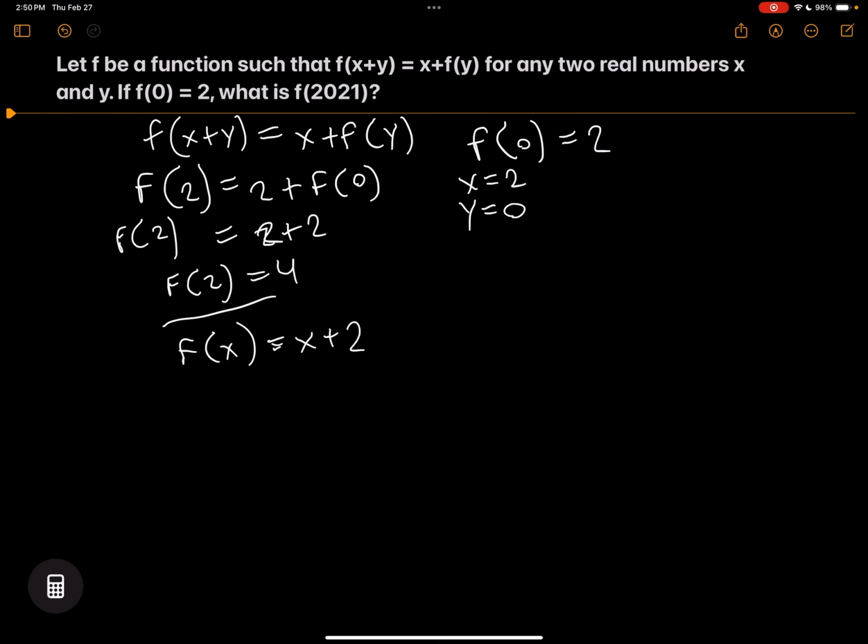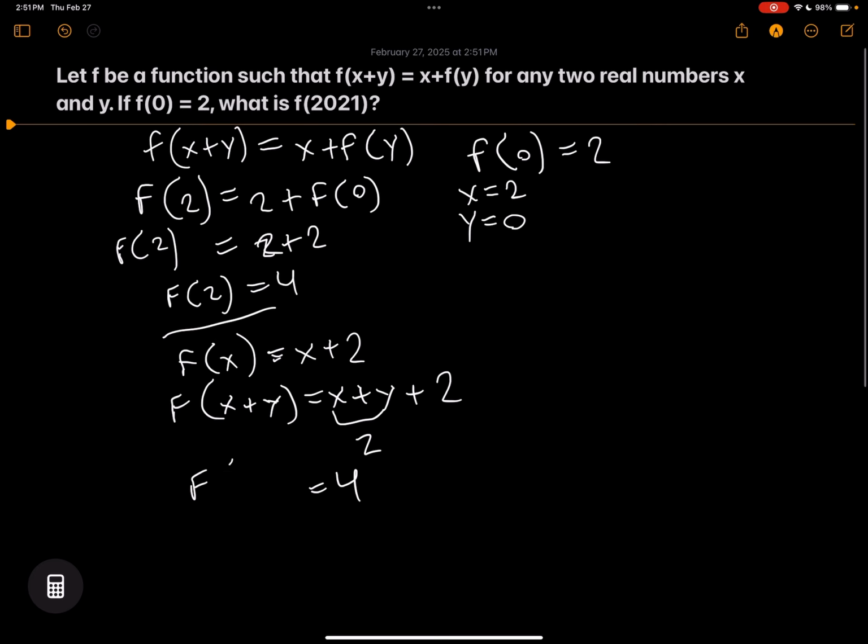We can confirm this by writing two expressions based on what we already know from the problem. We know that f of x plus y is equal to x plus y plus 2 in this case, and we know this because of the information from earlier in the problem. We can test this using our values of x and y from earlier. If x is 2 and y is 0, then 2 plus 0 is 2, so 2 plus 2 equals 4 on the right side. On the left side, we've got f of 2, because 2 plus 0 is 2. So f of 2 equals 4. This is exactly what we got before, so this confirms what we have.